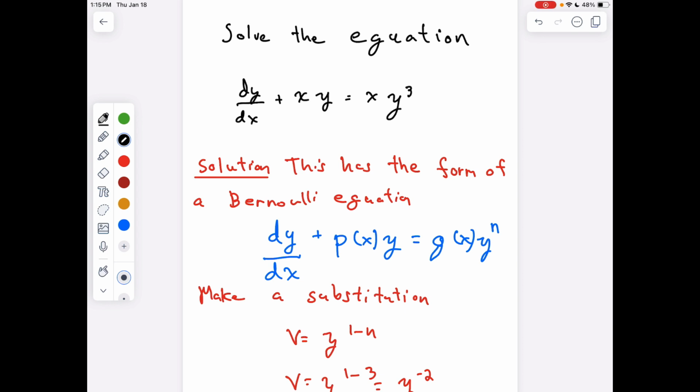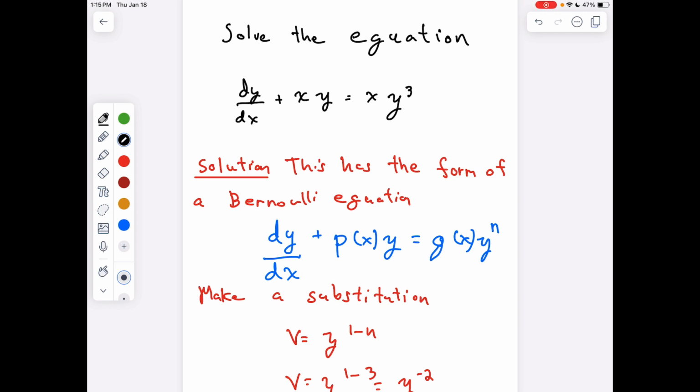If we take a look at that equation, this has the form of a Bernoulli equation, which is dy/dx + p(x)y = q(x)yⁿ, where p(x) and q(x) are two functions of x. The exception here is that this is not meant for n = 0 or n = 1, because then it just goes back to solving a first order linear equation. So just make a note of that.